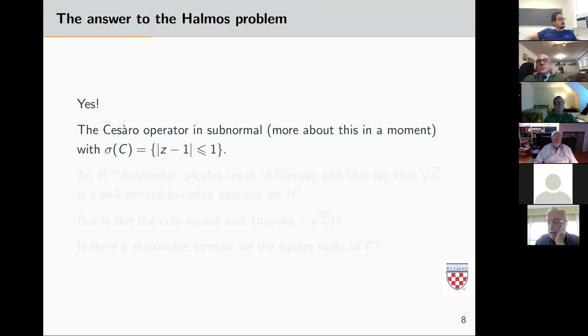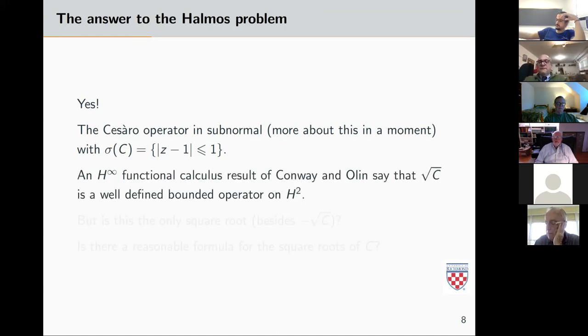And the spectrum of the Cesaro operator, we saw a piece of that. I computed the eigenvalues of the adjoint, and that goes a long way to proving that the spectrum of the Cesaro operator is the unit disk shifted over by 1. So the interior of the spectrum lies in the right half plane. And there is an H infinity functional calculus for subnormal operators.